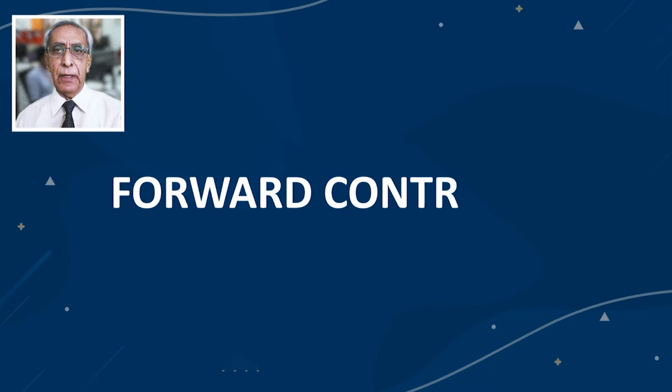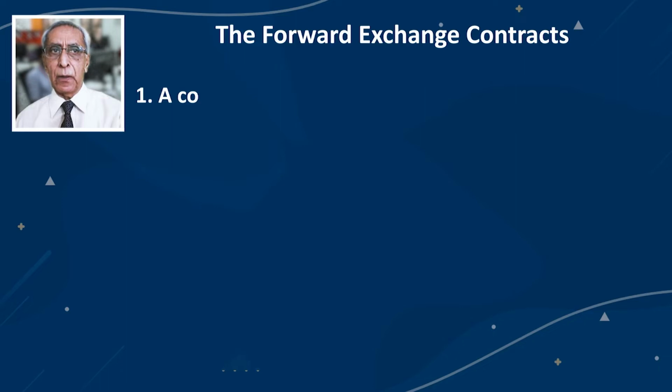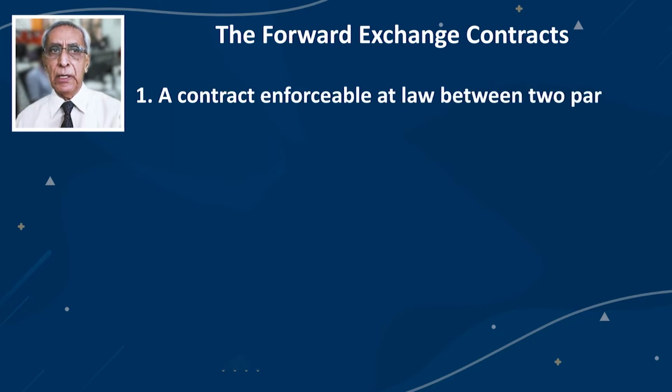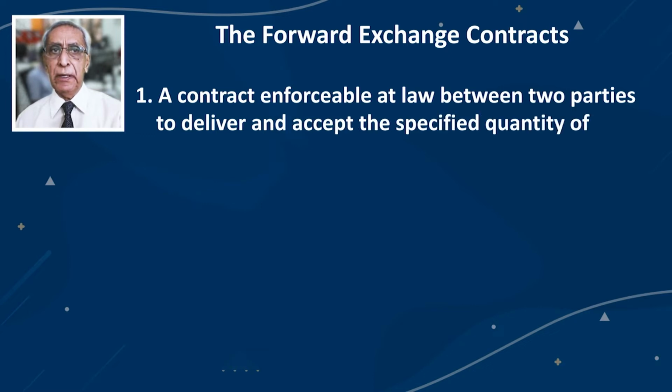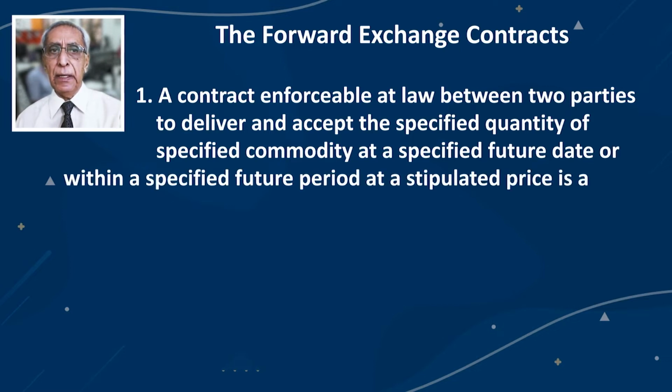Friends, our today's discussion is in connection with the forward contracts in foreign currency. You know it well, a contract enforceable at law between the two parties to deliver and accept the specified quantity of specified commodity at a specified future date or within a specified future period at a stipulated price is a forward contract. So, the forward contract means the rates are booked today, amounts are booked today.